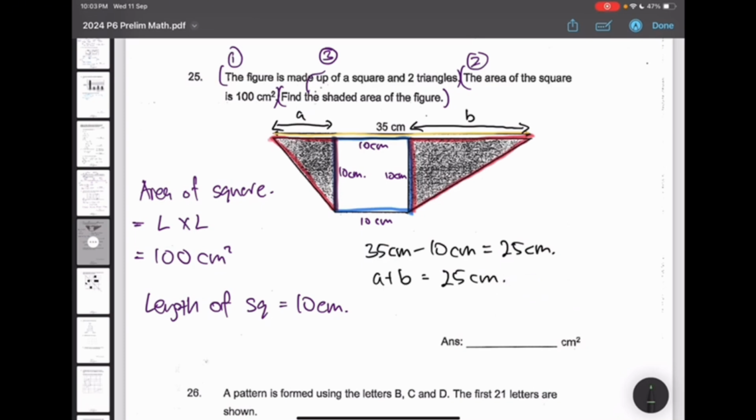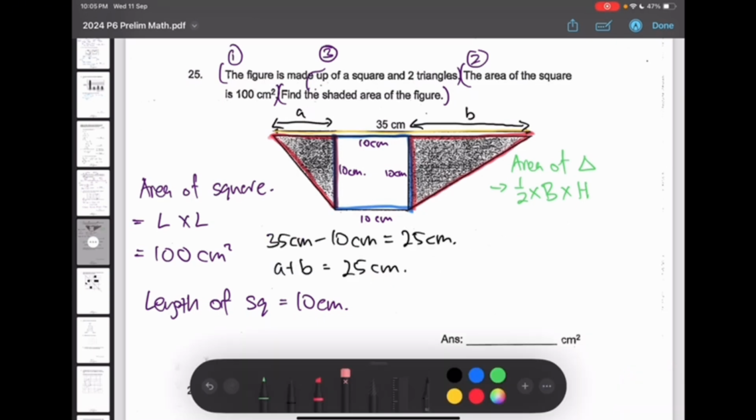We are asked to find the area of the shaded triangles, right? First, I need to know the formula for the area of a triangle. That is definitely just half times base times height. Alright, we know the height of both triangles, that being 10 cm. But do we know the individual base of the triangles? No, we do not. What I can do now is combine the 2 triangles to form one big triangle.